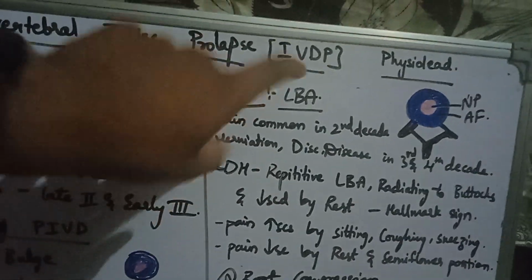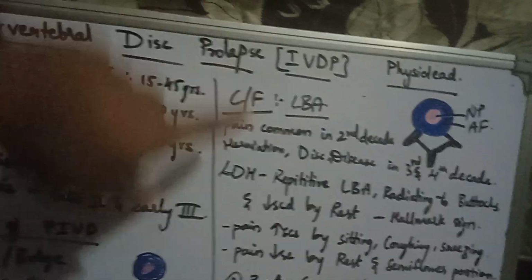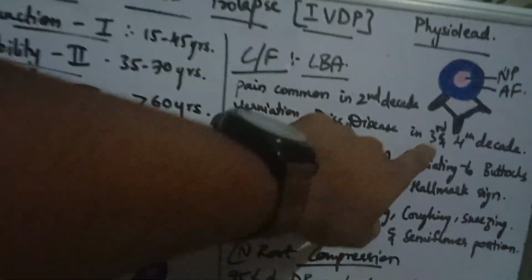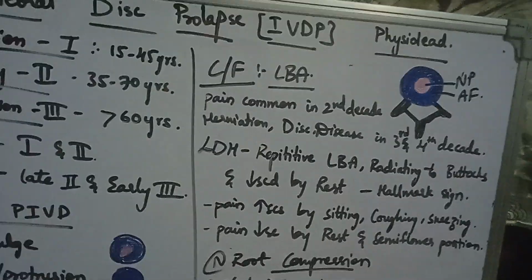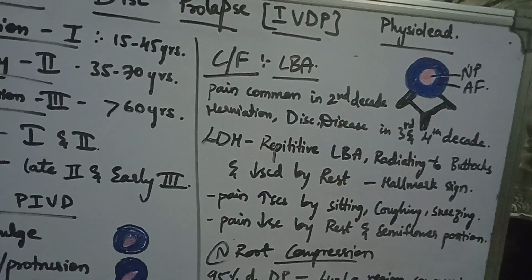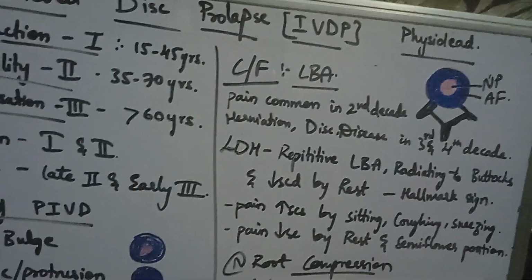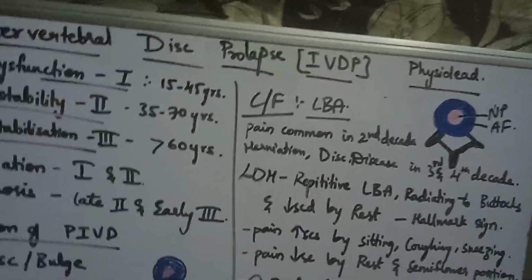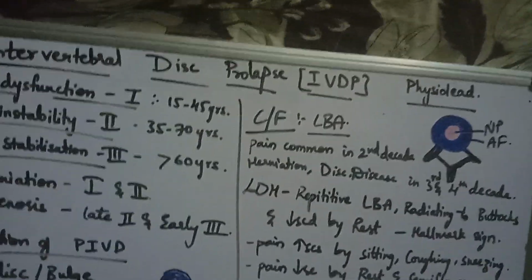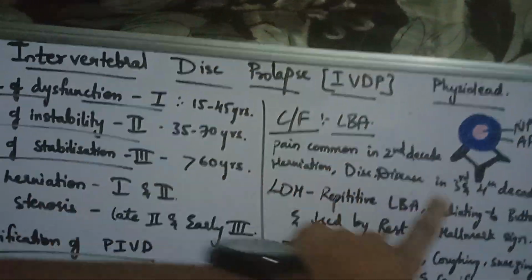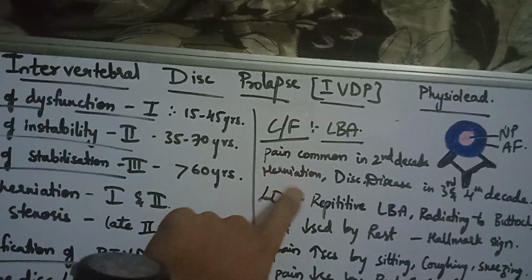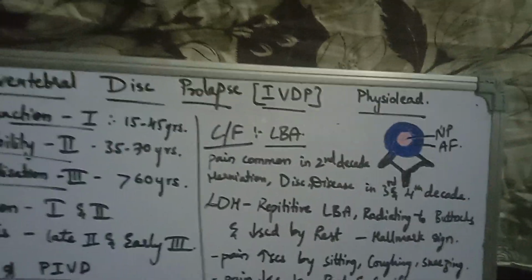So pain is commonly seen in the second decade. Herniation, disc diseases, etc. are seen in the third and fourth decade. So you are not supposed to tell that in the second decade if you are having a low backache, it's IVDP. Until and unless you are having some problem with your disc, you're not supposed to tell that it's an IVDP. So in the third and fourth decade itself, we get these herniation disc diseases.